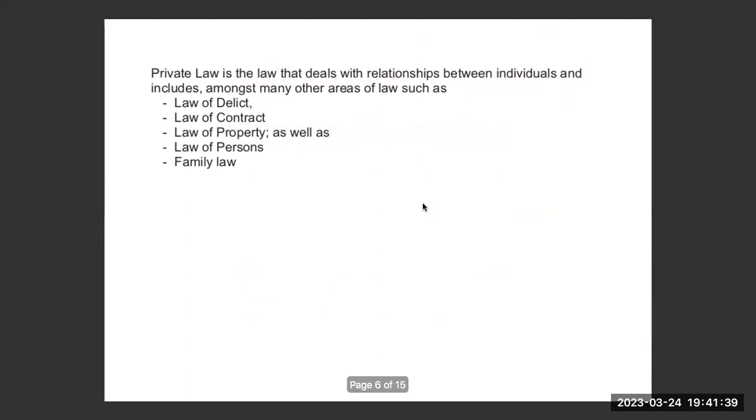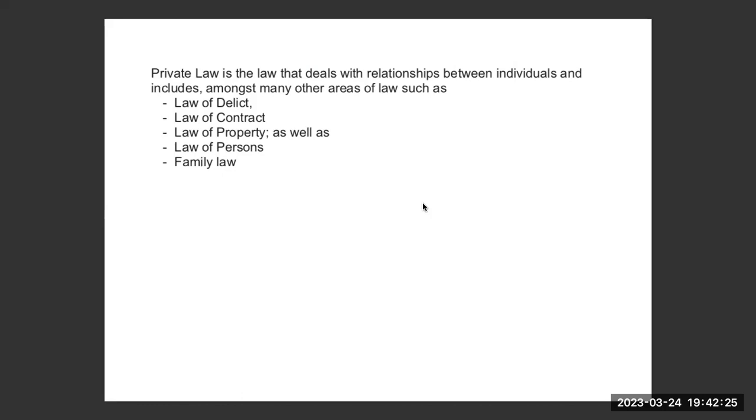Private law is the law that deals with the relationships between individuals. And it includes, amongst many other areas of law, such as law of delict, which you probably do in future if you're studying LLB or BA law, law of contract, you're still going to do that one, law of property, as well as law of persons. So I also have the law of persons modules that I did last year that are uploaded on the YouTube channel, and I will still do more recordings of law of persons, as well as family law.